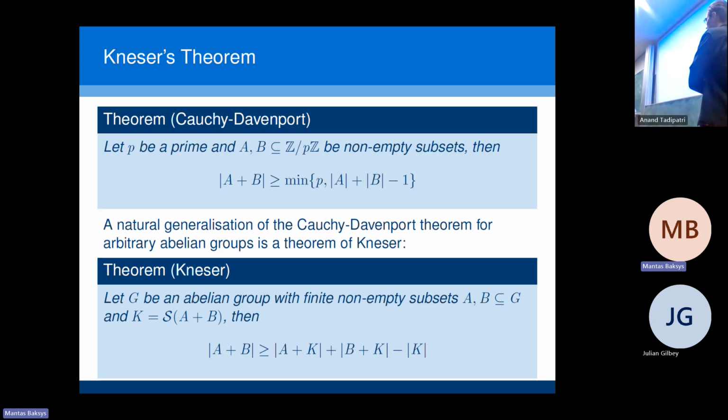And the question now is, can you generalize it? Because Z over PZ is a very specific group. So can you abstract the essence of Cauchy-Davenport to more general groups? And that's what Kneser does.